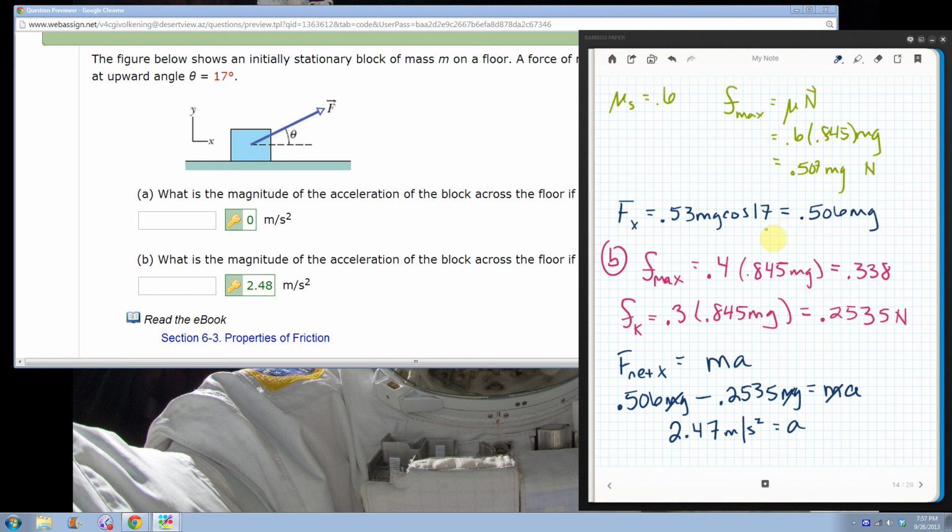Okay, so that is the end of that problem. Remember, you have different numbers, but it's the same general idea.